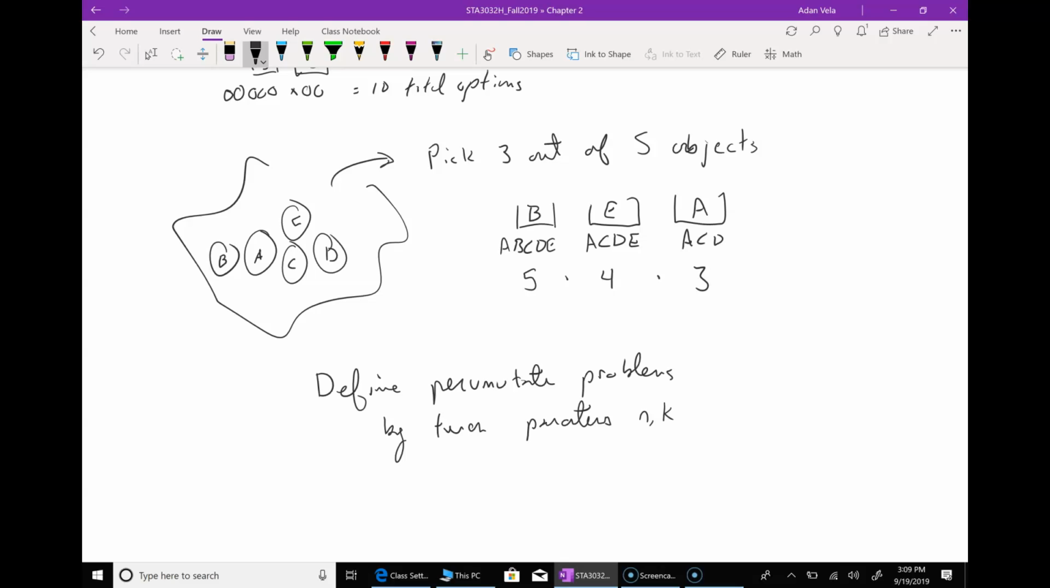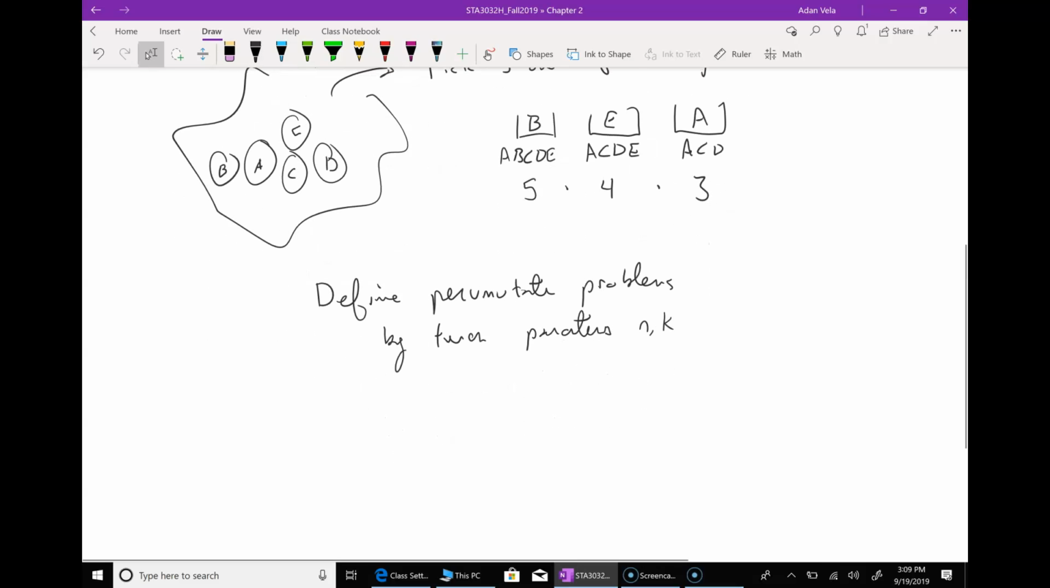Okay, so n is the total number of objects that we're selecting from, and k is the number that we're actually pulling out. And so we'll normally denote the number of permutations as P sub k of n, right? All right. The equation for calculating this is just given by, what is it? I think you want n factorial divided by n minus k factorial.